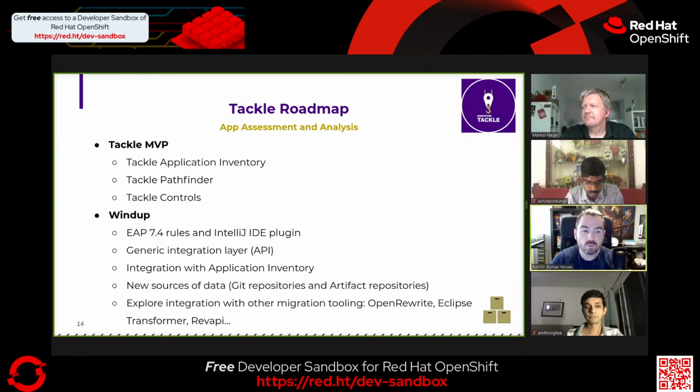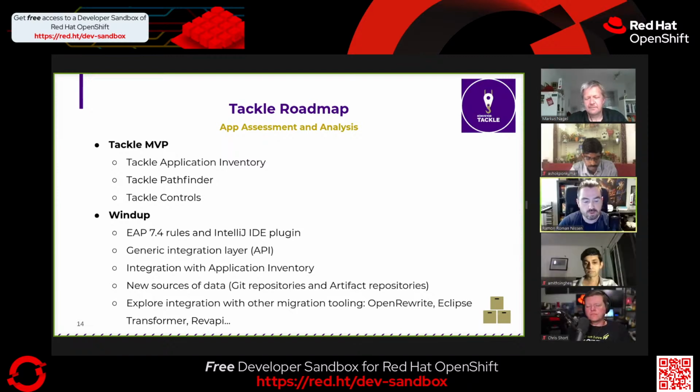Also, we have mentioned Windup, which is going to become a first-class citizen within the Tackle universe. So we will be contributing Windup to Tackle. And while we do that, we're going to do a few upgrades. First of all, by the end of next month, I think, we will be releasing a new version of the migration toolkit for applications, including some rules for EAP 7.4, the new version of JBoss EAP. And we will also be adding a new IntelliJ IDE plugin. We had plugins for Eclipse flavors and VS Code flavors.